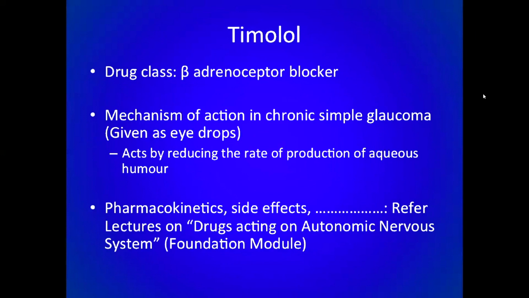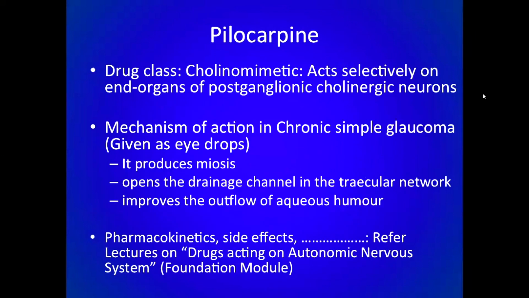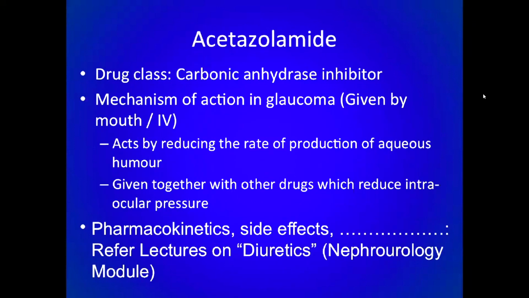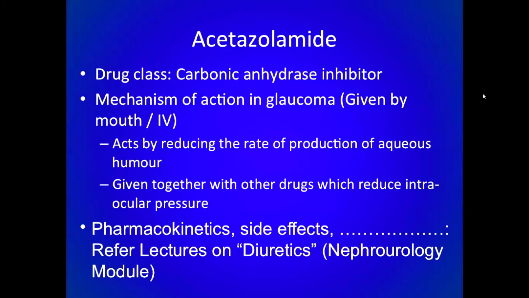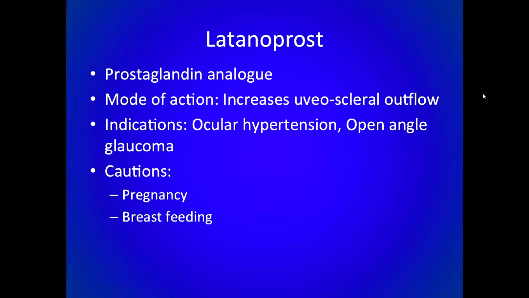So how does pilocarpine act? By causing miosis, by increasing the outflow. Beta blocker by reducing the production. Acetazolamide also by reducing the production. But latanoprost is actually increasing the outflow. So remember all these things, at least 4 of them. Cholinomimetic, miosis, increases outflow. Beta blocker reduces the production. Acetazolamide reduces the production. Latanoprost is a prostaglandin analog. It increases the outflow.